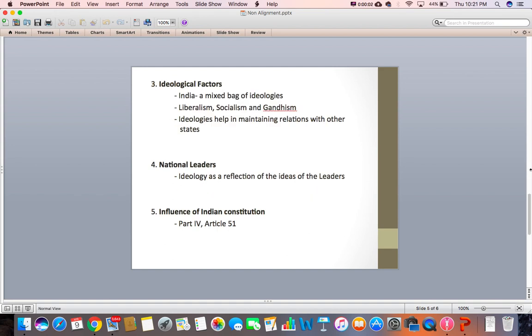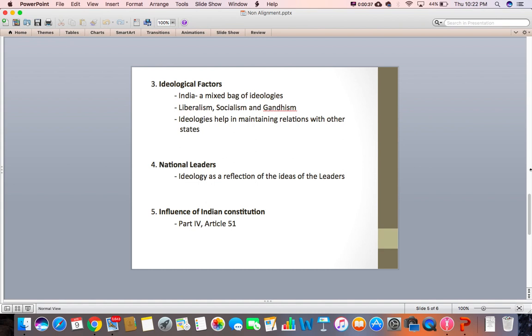Students, the next factor that we are going to discuss now is the ideological factor. Almost all states adhere to one or the other ideology, and on the basis of that, they frame their foreign policy as well as the national policy. But interestingly, the Indian constitution is a mixed bag. It endorses liberalism, socialism, as well as Gandhian philosophy. Due to this reason, the Indian state has been able to maintain its relations with states endorsing different ideologies, like liberalism in America, socialism in Russia, and so on.